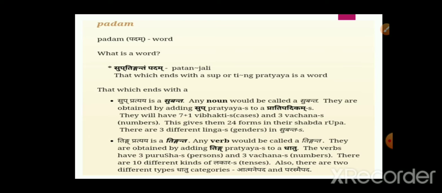So there are three genders, which are male, female, and neuter. In Sanskrit, we call them Pumlinga, Strilinga, and Napumsakalinga. This is about genders.